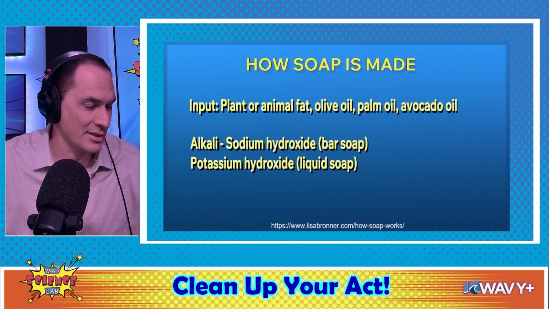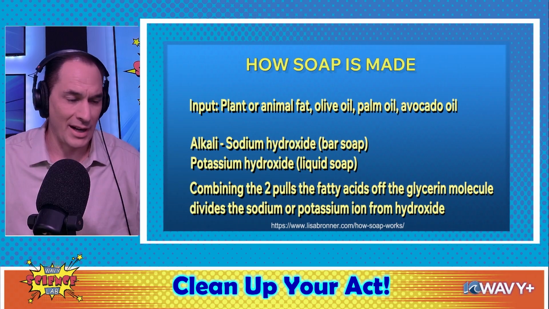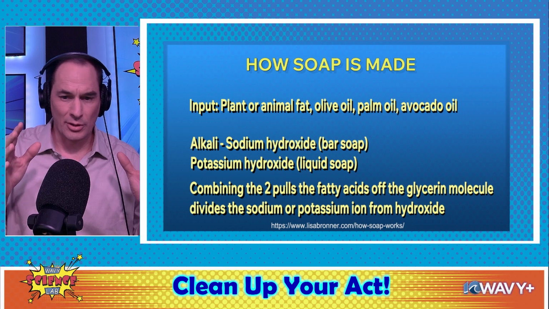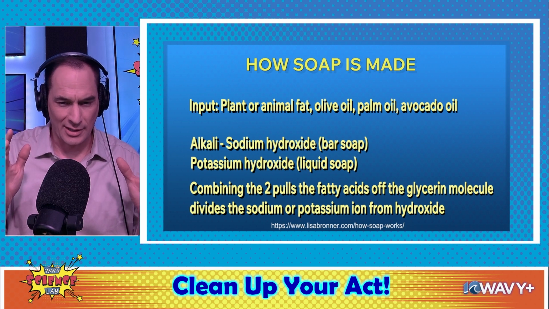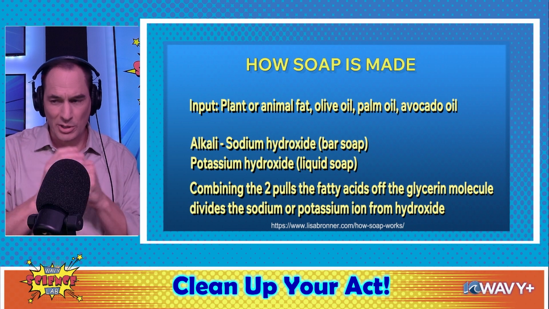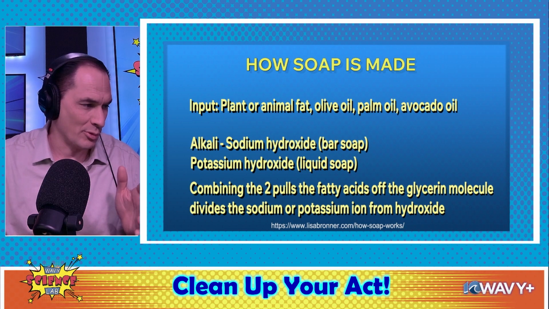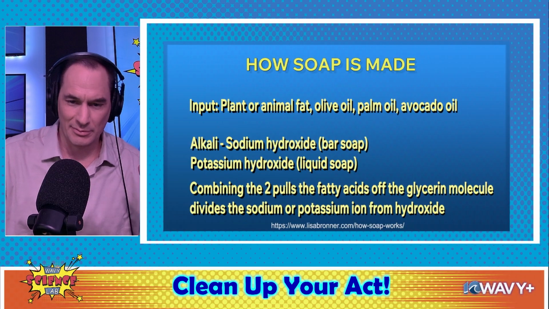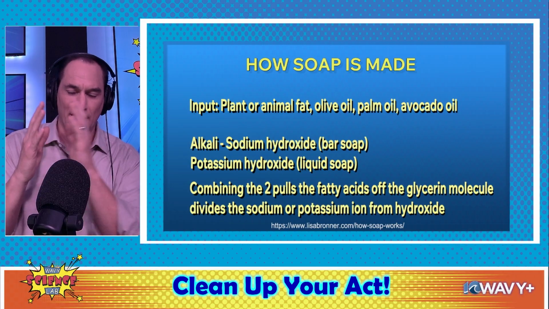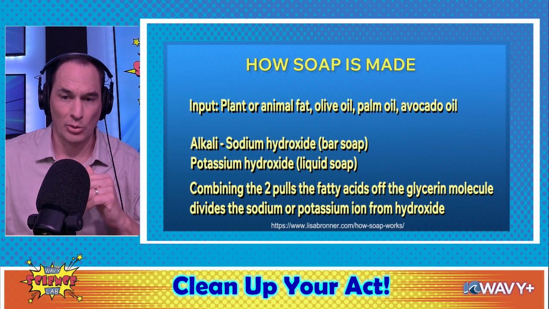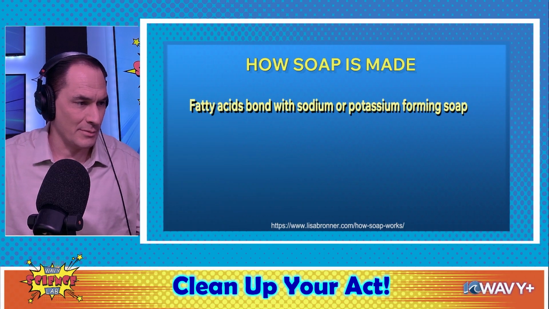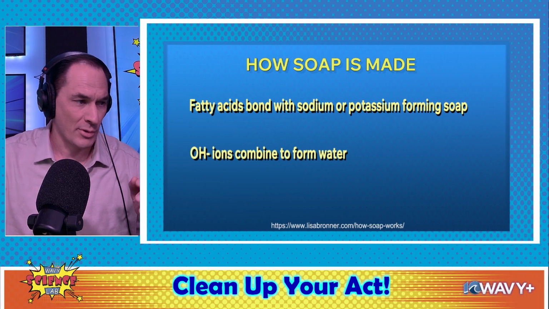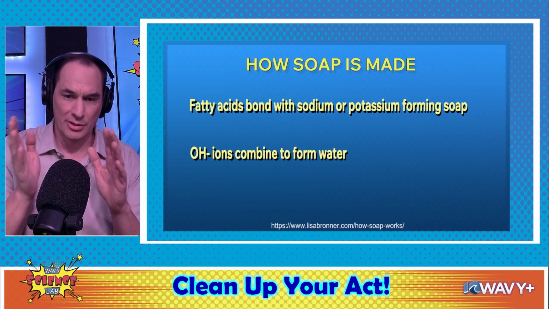And so this is the science of it. You're combining the two, it pulls the fatty acids off the glycerin molecule, and it divides the sodium or potassium ion from the hydroxide. And that's kind of a lot there. I wish I had a visualization, but I couldn't find one that would work with my needs. But basically, it pulls one thing apart and latches onto something else and creates something new. And so the fatty acids now bond with sodium and potassium, and that forms the soap. The fatty acids come off the glycerin and go onto the sodium or potassium.